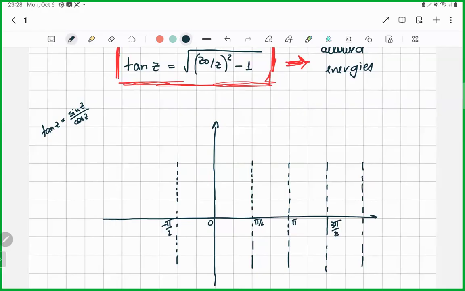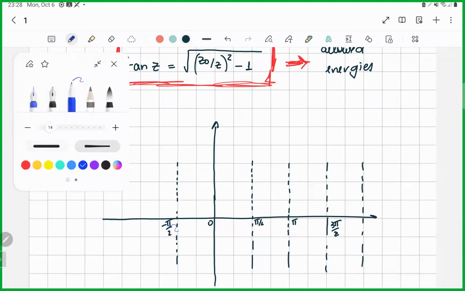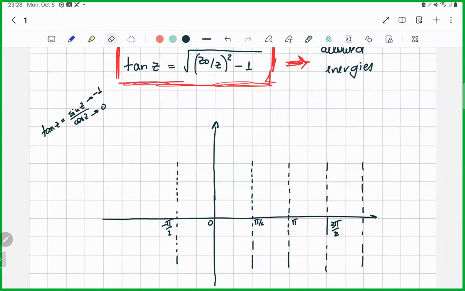In which sense? Well, let's start with minus pi over 2. What is sine of minus pi over 2? Sine of minus pi over 2 is minus 1. But what is cosine of minus pi over 2? It is 0. So that means that around minus pi over 2, the tangent explodes on the negative side. Okay, so that's what we are going to put here. It's exploding. And then once we reach 0, well, tangent of 0 is 0. Cosine of 0 is 1. So then we are going to pass here at 0.